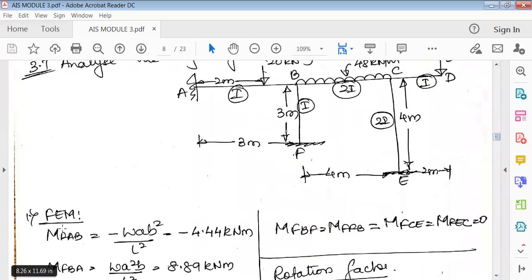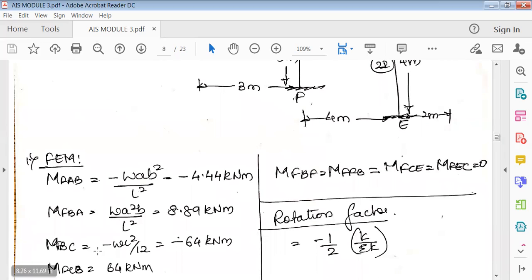First fixed end moments, that is AB, BA, find it as usual. MFAB is, again, eccentric loading here. Because it is eccentric, it is minus WAB square by L square. Then FBA is plus WAB square by L square. Next, BC. BC is UDL, so minus WL square by 12. CB is plus WL square by 12.